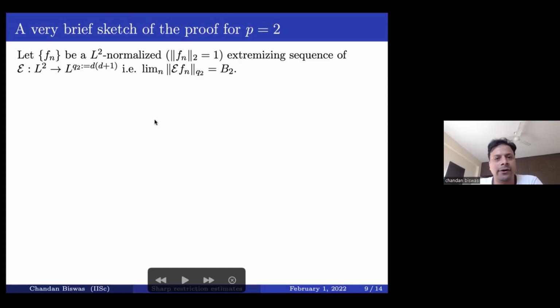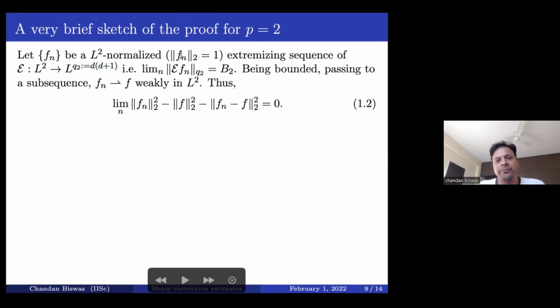So let's look at the proof for p equals 2. Let f_n be an L^2 normalized sequence, so each f_n has L^2 norm 1, and the limit as n goes to infinity of the L^{q_2} norm of the extension of f_n is B_2. Here q_2 is the corresponding q component, which turns out to be d times (d+1) in R^d. Now, because f_n is bounded, passing to a subsequence, f_n will converge weakly to a limit f. Thus we have L^2 decoupling, in the sense that as n goes to infinity, the square of the L^2 norm of f_n is the same as the limit of the square of the L^2 norm of f plus the square of the L^2 norm of f_n minus f.